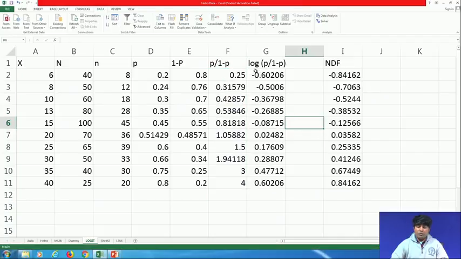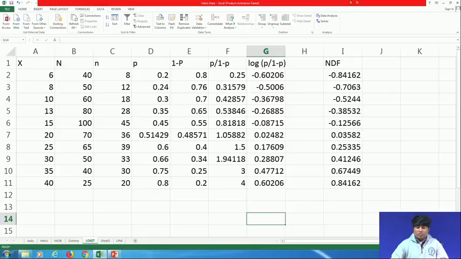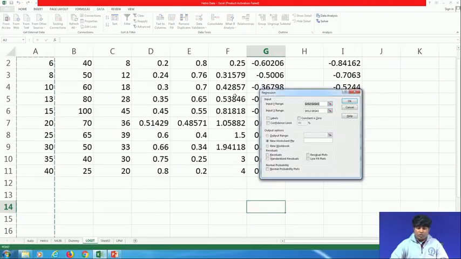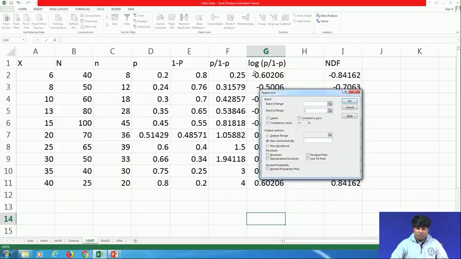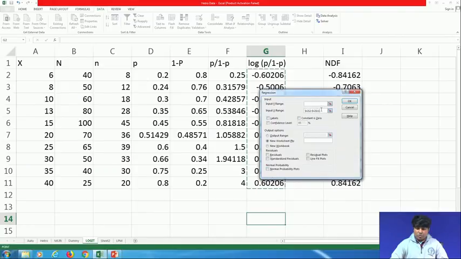Then finally we calculate log of p by 1 minus p. After getting p by 1 minus p, you calculate log p by 1 minus p. Now, as far as estimation is concerned, go to data analysis, then choose regression. You clear the earlier entry, and here the dependent variable is log p by 1 minus p. So you put these options. Okay, so this is here only.